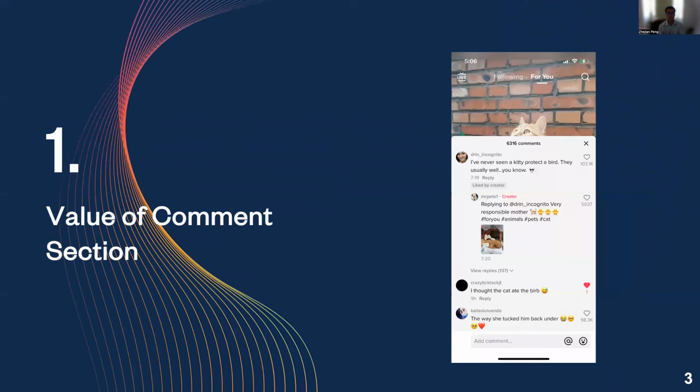So here is the example of a comment section at TikTok. You see people can post comments, people can interact with comments by liking it, by replying to it. And people can also make video replies. So I want to start by justifying the value of comment section.